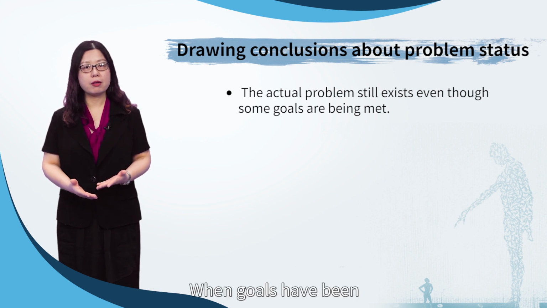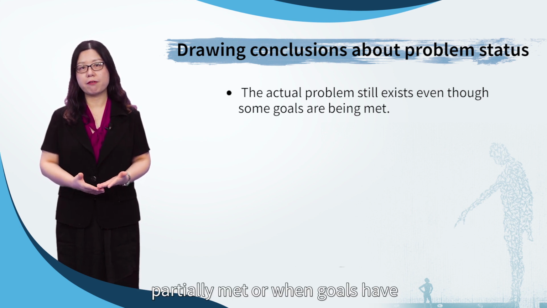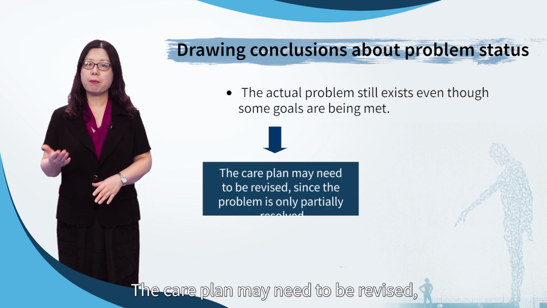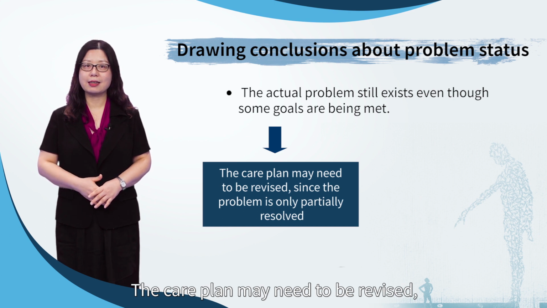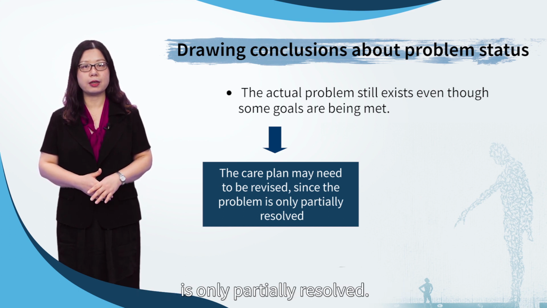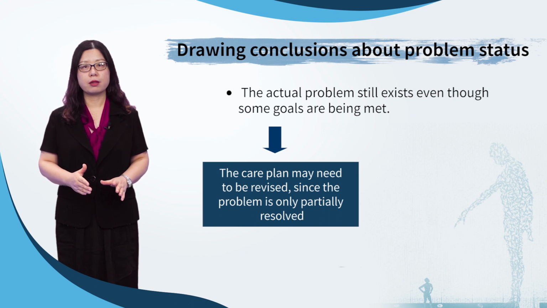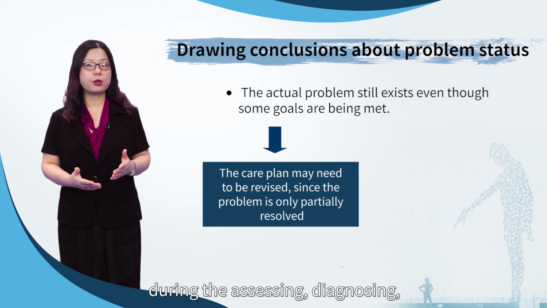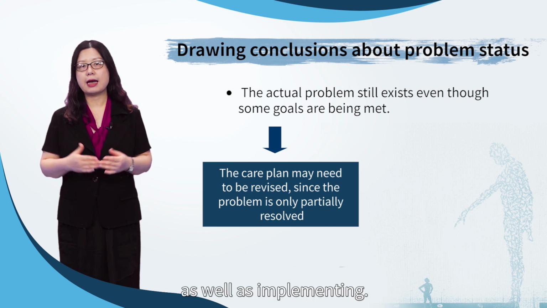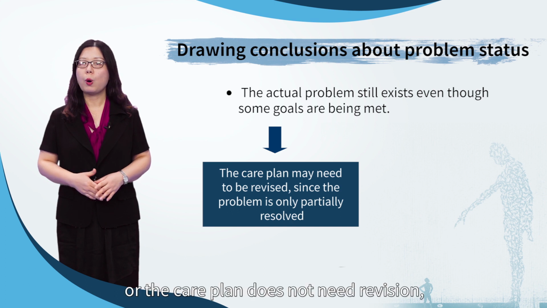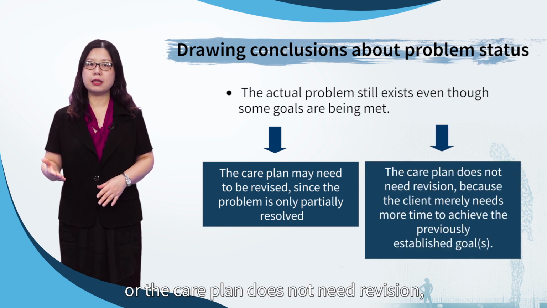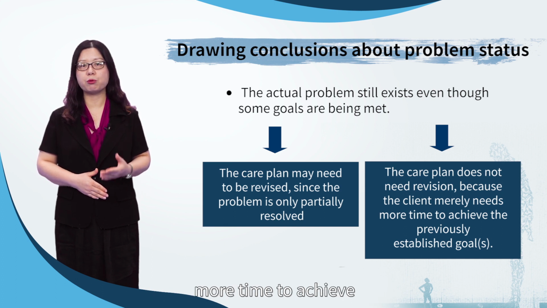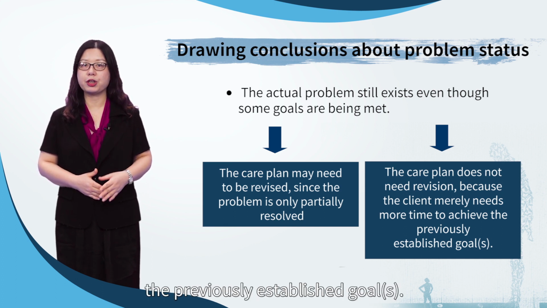When goals have been partially met or when goals have not been met, two conclusions may be drawn. The care plan may need to be revised since the problem is only partially resolved. The revisions may need to occur during the assessing, diagnosing, or planning phases, as well as implementing. Or the care plan does not need revision because the patient merely needs more time to achieve the previous established goal.